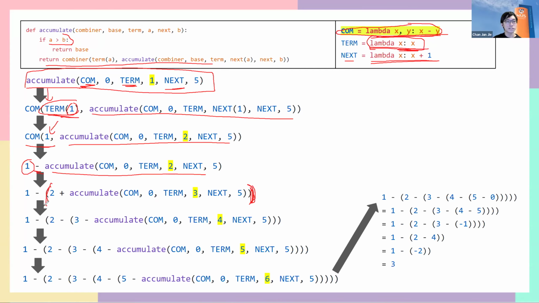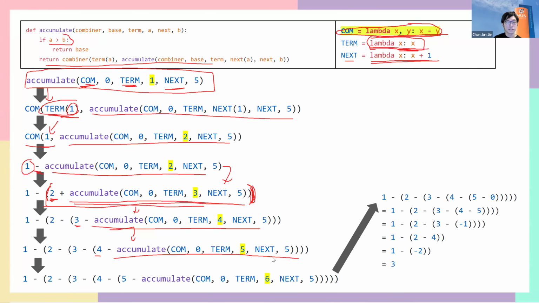So 1 minus this whole thing, this entire call to accumulate. So the second call to accumulate will get 2, your second term, plus the next call to accumulate, and so on. This call will accumulate, will go down here and get 3, minus this call to accumulate. And that call will cause 4, minus the second last call to accumulate, and go down to here. Your last term, minus your last call to accumulate, which is your base case.